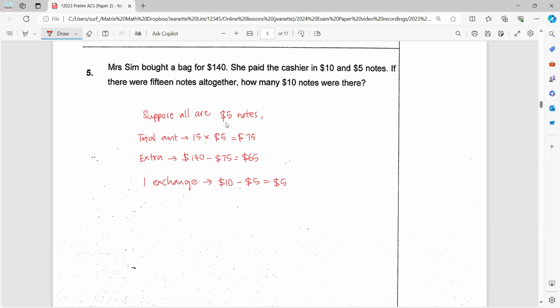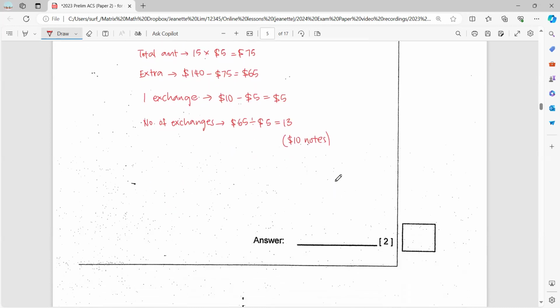How many times must I do this? Remember, the extra that I need is $65. So the number of exchanges will be 65 divided by 5. 13. Okay, I'm doing this exchange 13 times. From what to what? From the $5 notes to $10 notes. So in other words, I'm actually putting in 13 $10 notes. How many $10 notes were there? 13 $10 notes.